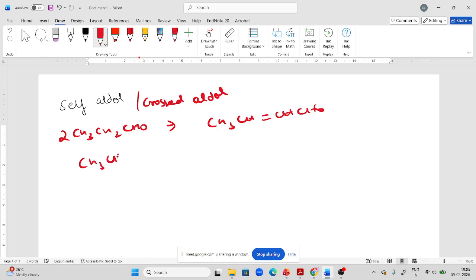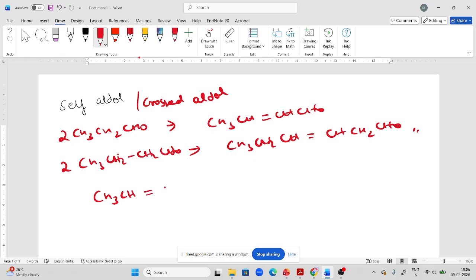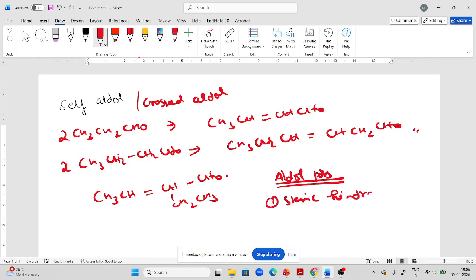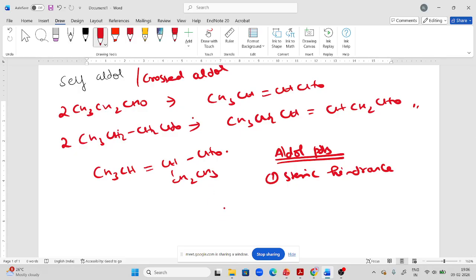Or the another one, CH3, CH2, CH2, CHO. This could react with each other to form a similar kind of product here. Possibility is there. Or as we see just now, this could go for the product formation here. Correct now? Many possibilities are there. Then which will govern my product? The aldol product is generally governed by steric hindrance. This is a major governance here. Steric hindrance. Tell me what is the intermediate you form here?